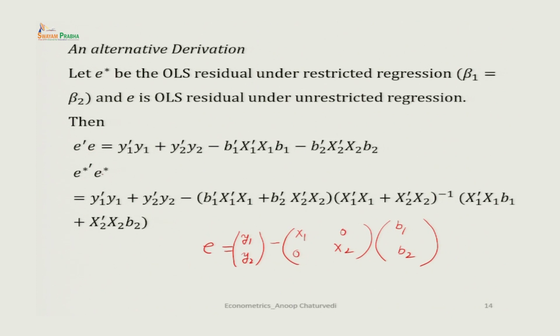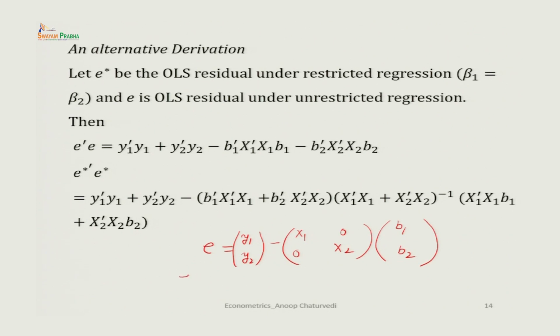Then E star transpose E star is equal to y 1 transpose y 1 plus y 2 transpose y 2 minus B 1 transpose x 1 transpose x 1 plus B 2 transpose x 2 transpose x 2. In between you have x 1 transpose x 1 plus x 2 transpose x 2 inverse, x 1 transpose x 1 B 1 plus x 2 transpose x 2 B 2.